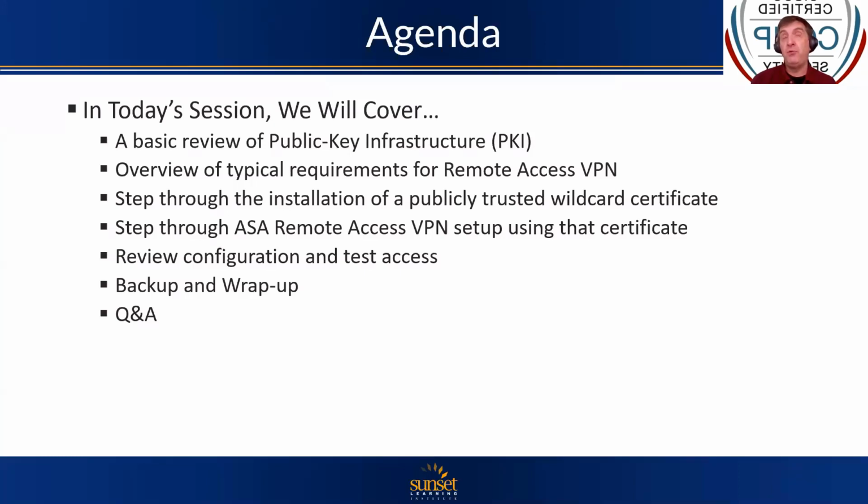Then we'll move into practical aspects, things that are difficult to extract out of Cisco course content, the typical requirements in a nutshell. What do we need to get this done for real? Then we'll step through the installation, get that publicly trusted certificate installed on the ASA, and then we'll use ASDM to set up a remote access VPN and apply that certificate that we just installed. Then we'll review what just happened, what all went into the config, and then test access.